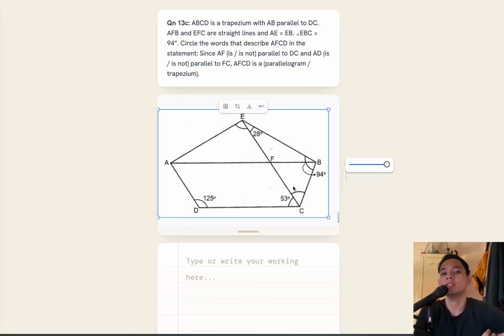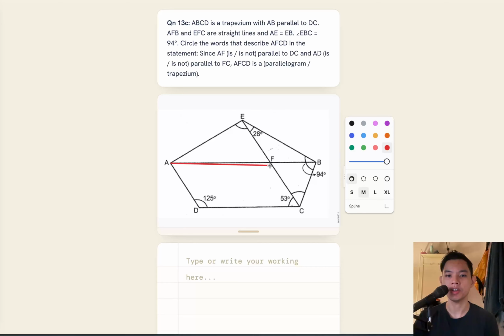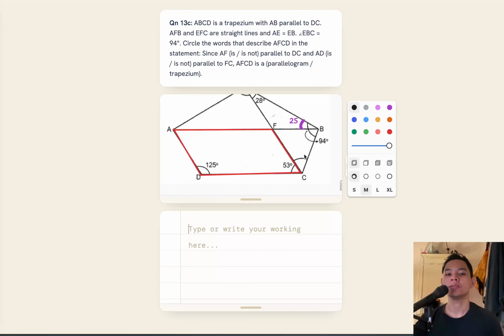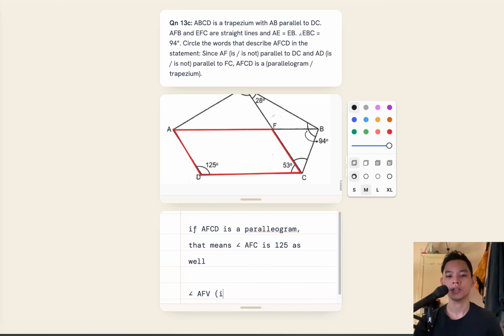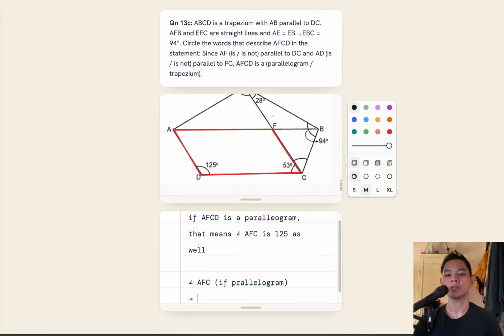Question 13 part C. Circle the words that describe AFCD, which is in red over here. So AFCD over here, do you think this is a parallelogram? If AFCD is a parallelogram, that means angle AFC would be 180 minus 53, which is equal to 127.